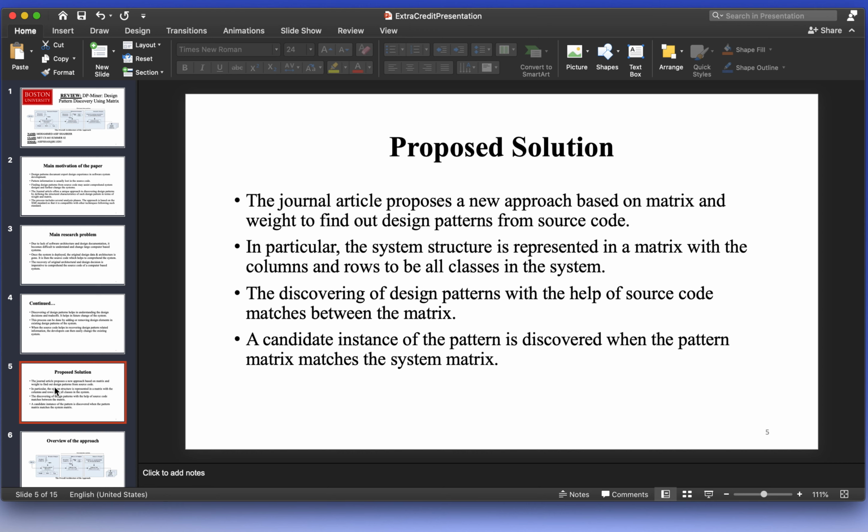Proposed solution. The journal article proposes a new approach based on metrics and weight to find out design pattern from source code. In particular, the system structure is represented in a matrix with columns and rows being all classes in the system. The other matrix represents the structure of each design pattern. The discovering of design pattern with the help of source code matches between the matrices. A candidate instance of the pattern is discovered when the pattern matrix matches the system matrix. Moreover, the approach investigates the behavioral and semantic aspects of pattern discovery.